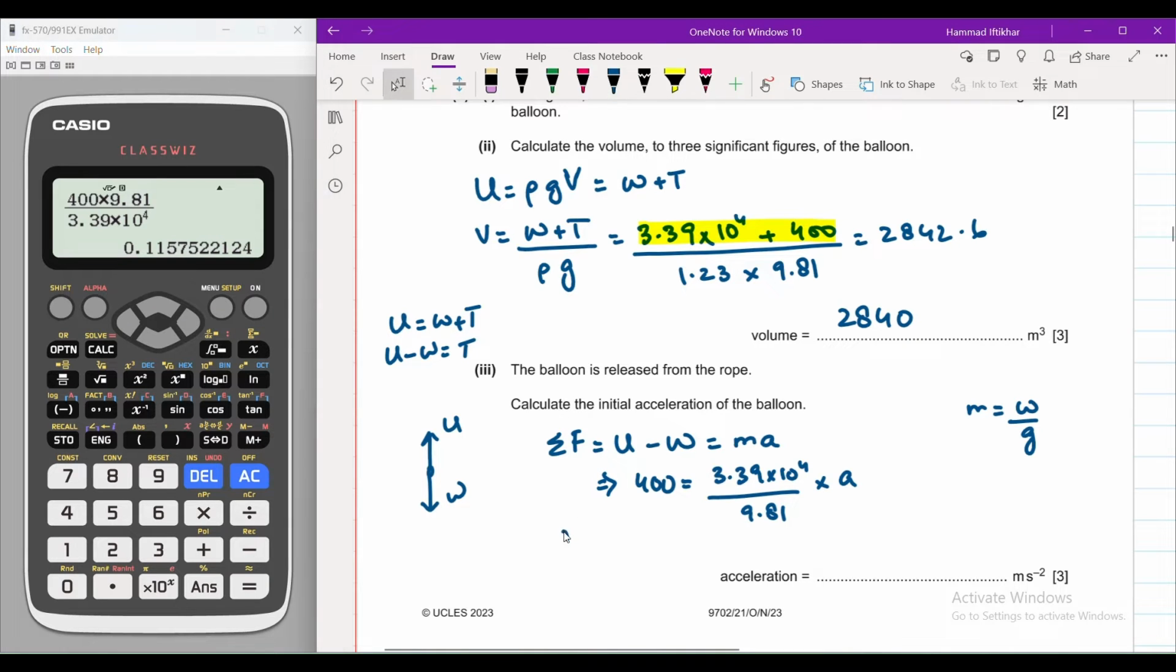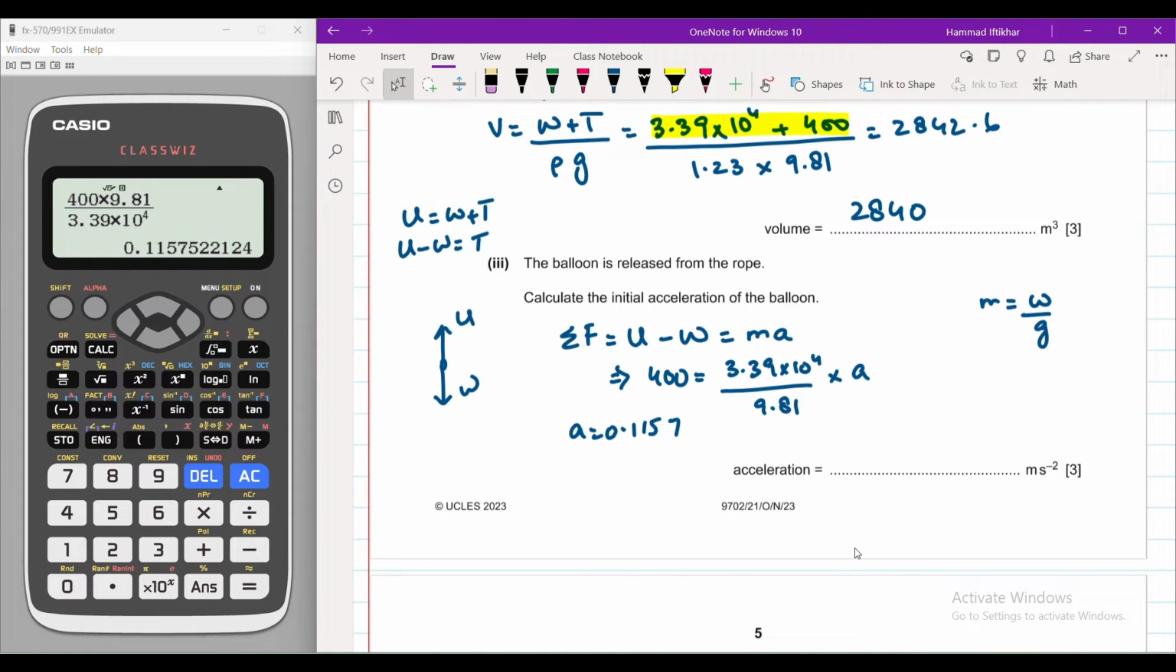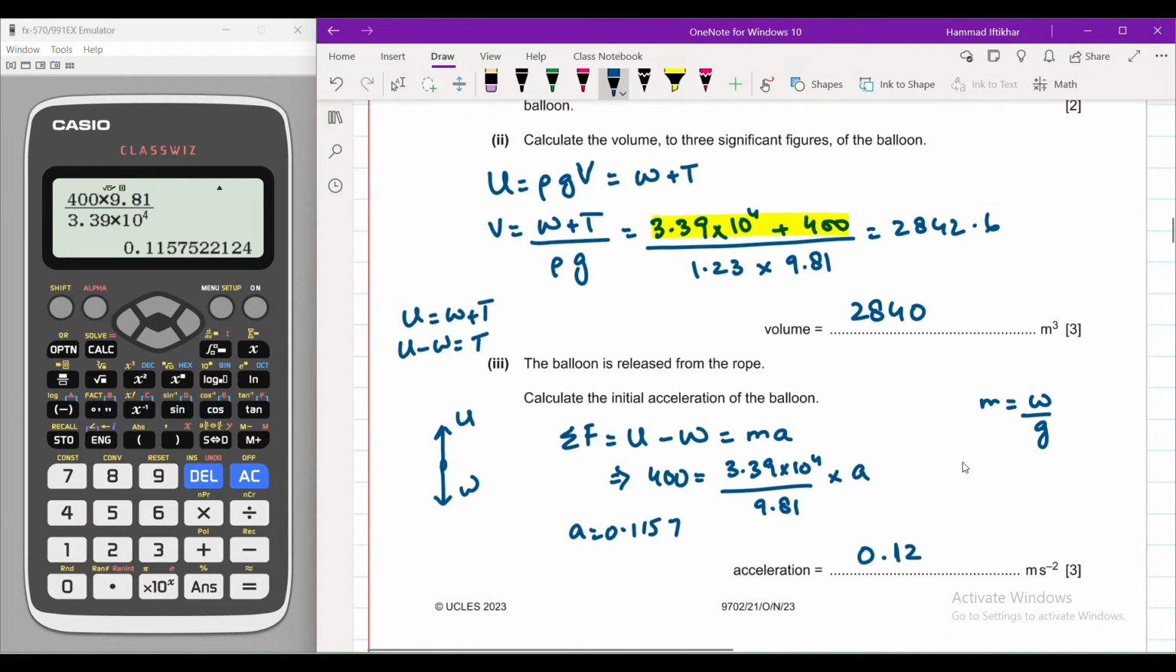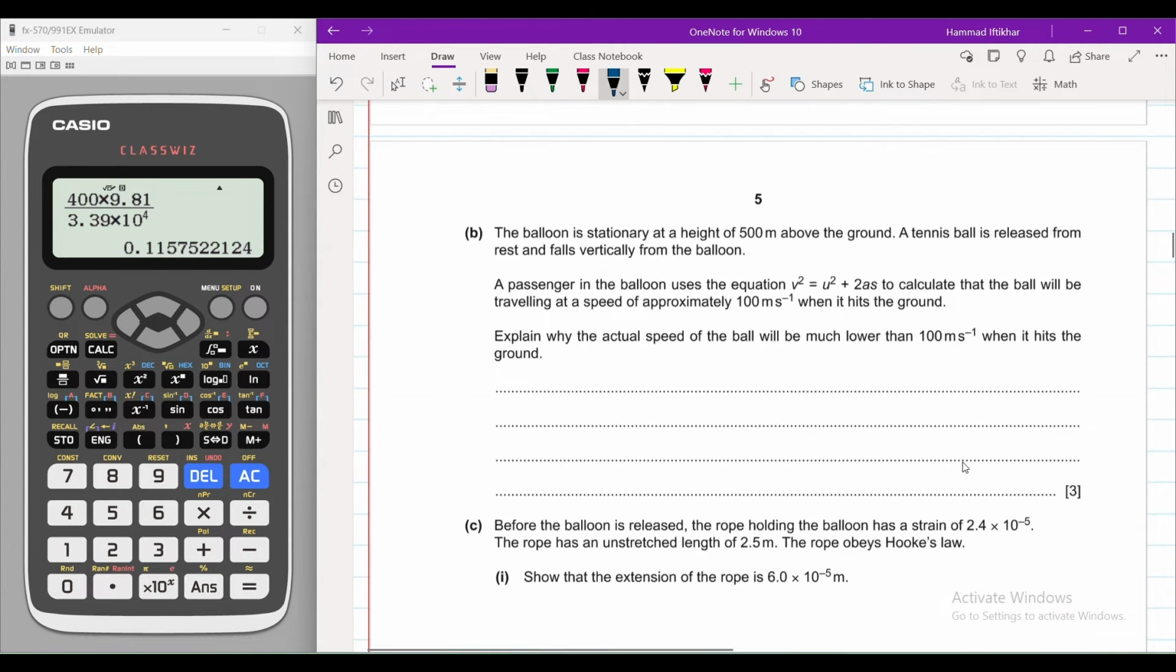We get A as 0.1157. Again, three significant figures, so that will be just 0.1. I think two decimal places are also fine, so we can say 0.12 meters per second squared. All right.